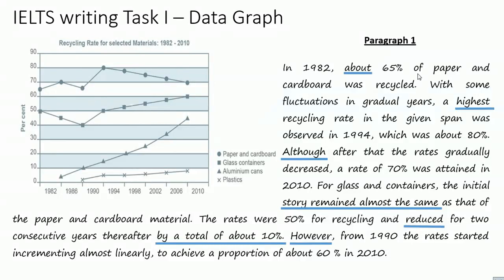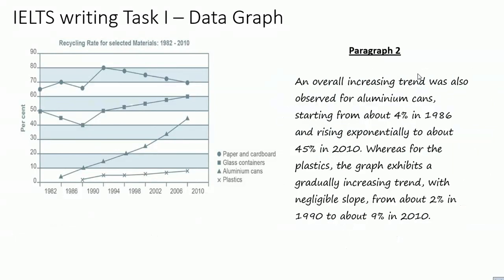However, from 1990, the rate started incrementing almost linearly to achieve a proportion of about 60% in 2010. Again, I have used the word however with a comma. So, here we complete our paragraph 1 for IELTS Writing Task 1, and now we proceed to paragraph 2. Here we have to write information about aluminium cans and plastics, as it was part of our grouping number 2. So, let's go through this one.